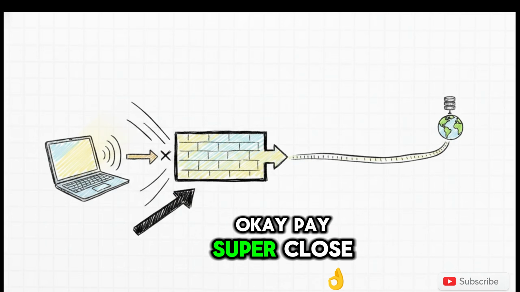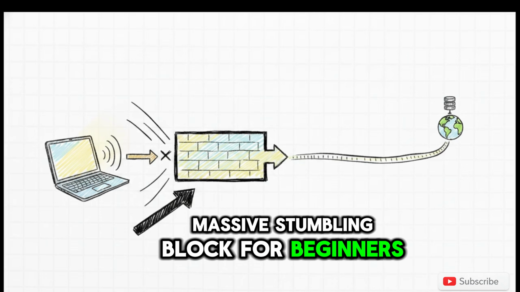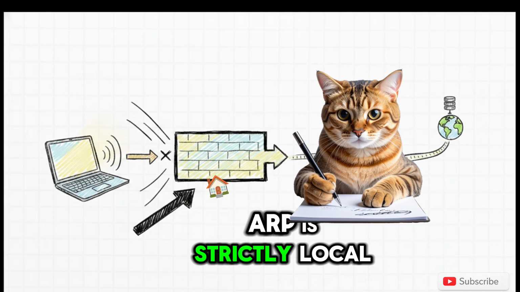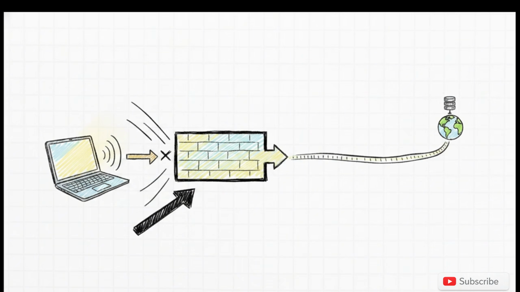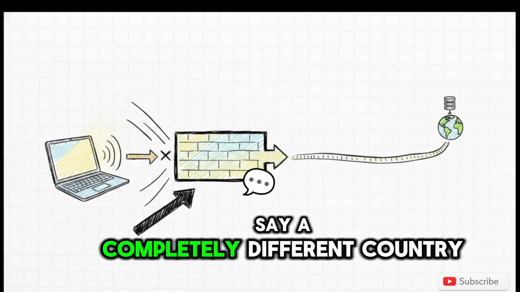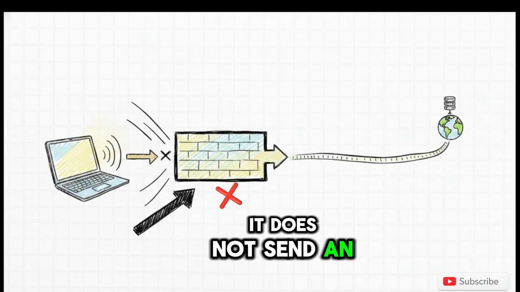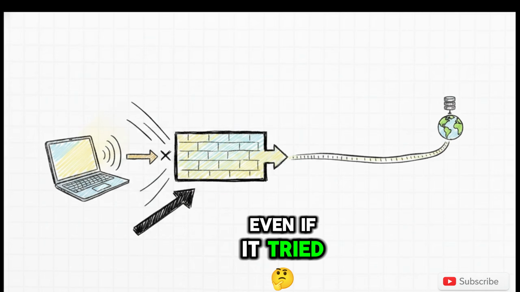Okay, pay super close attention to this next point because it is a massive stumbling block for beginners. ARP is strictly local. Broadcasts do not normally cross routers. If your laptop wants to load a website hosted on a server in, say, a completely different country, it does not send an ARP request for that remote server's MAC address. I mean, it couldn't even if it tried.